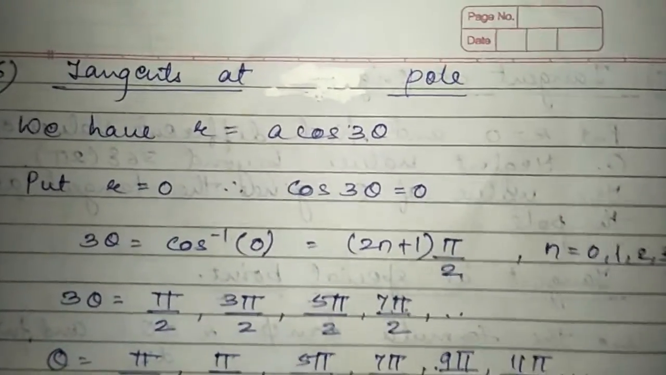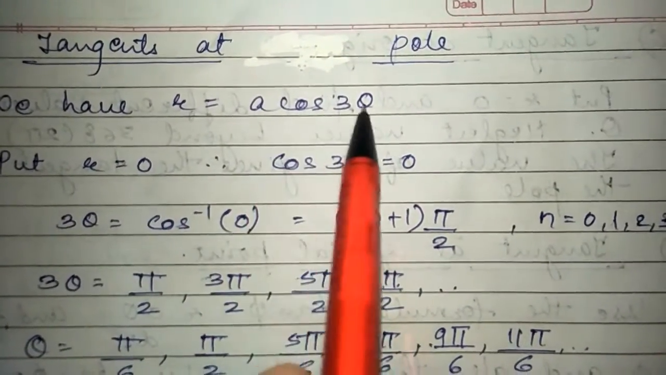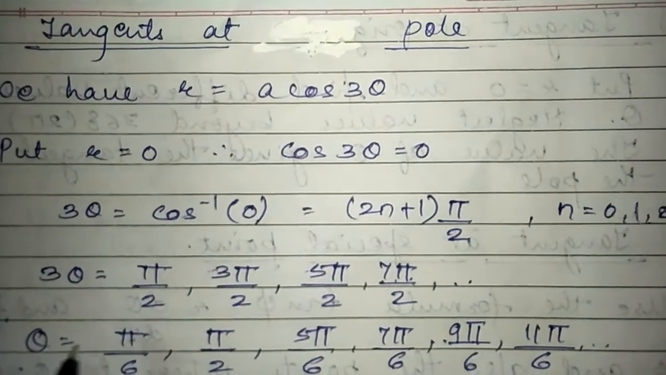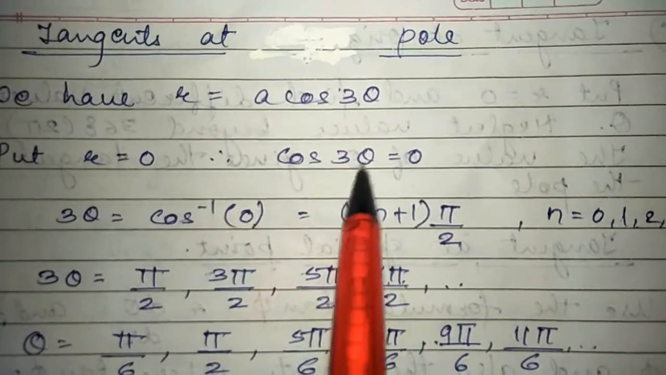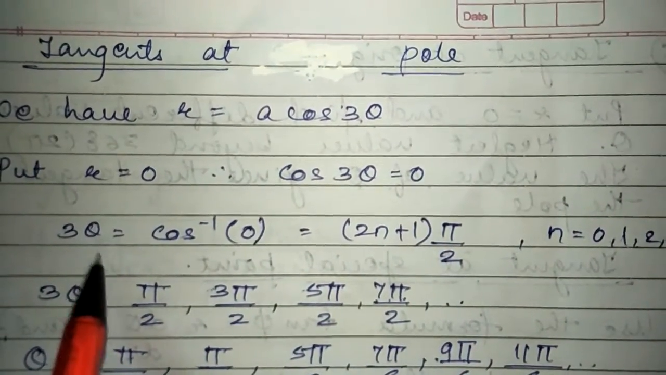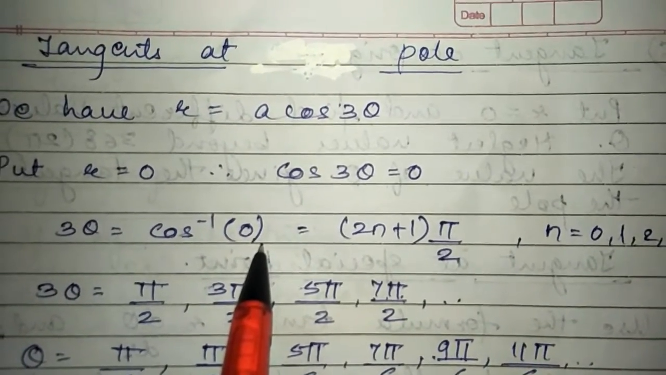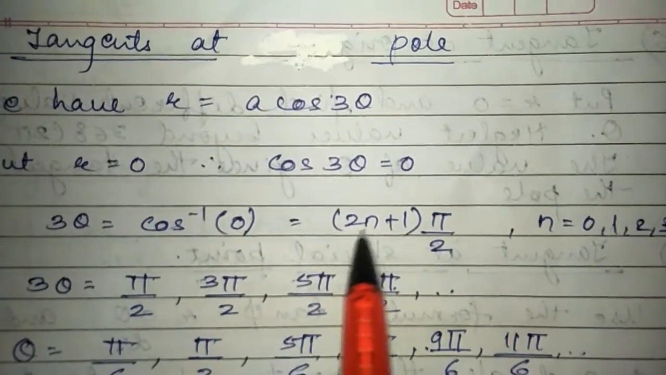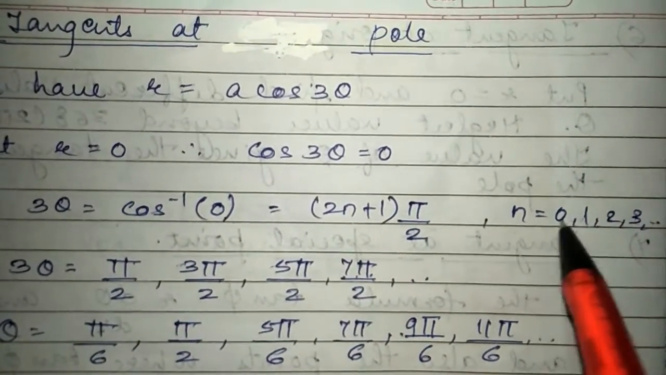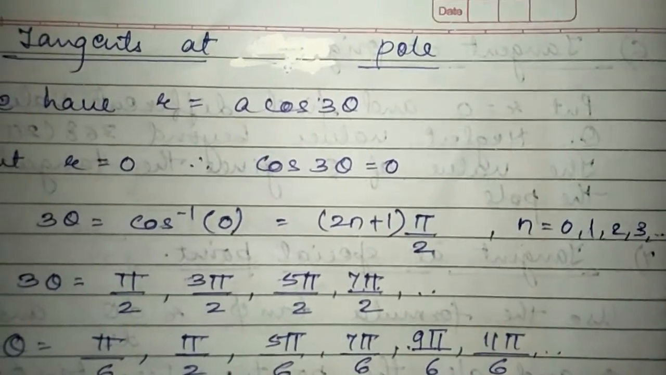Next comes the tangents at the pole. We have r is equal to a cos of 3 theta. Now we'll put r is equal to 0. So what we have is cos of 3 theta is equal to 0. That means 3 theta is equal to cos inverse of 0, which we can write as 2n plus 1 into pi by 2, where n can be 0, 1, 2, 3. It can have any values from 0.